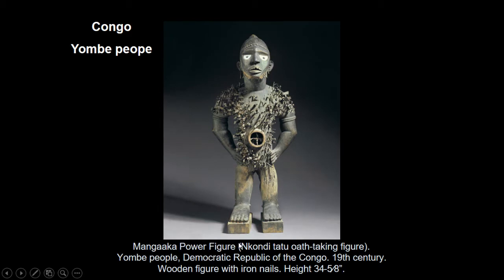A power figure contains the power of some sort of supernatural force. In this case, the force of Mangaaka, which basically translates to justice. So this work of art personifies the force of justice, fair dealing, jurisprudence, legal matters. So that's why he's kind of spooky looking.